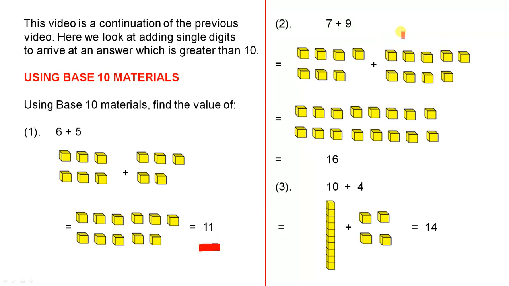Next example, 7 plus 9. 7 little cubes plus 9 little cubes. Combine them all together and count them one at a time, and you get 16.